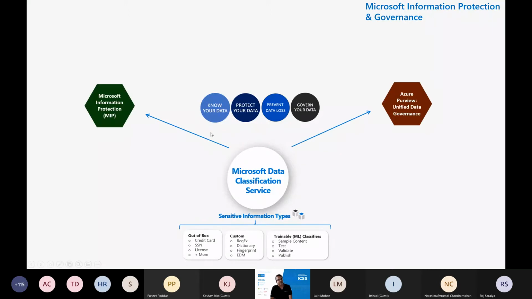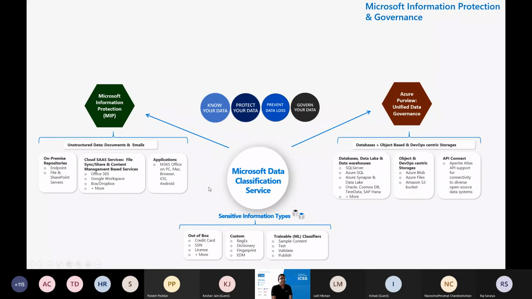We have two key strategies. One is coming from the left-hand side of the Microsoft 365 platform and services. The other is coming from the Azure side of the equation, which is the unified data governance platform. These two platforms cater to different types of data thematics. The left-hand side focuses more on endpoint, file server experiences, and collaboration data stored on collaboration platforms like Box, Dropbox, Google, Office 365, or app experiences like on the PC. The right side, the Azure Purview data governance platform, focuses a lot on structured data sources like databases, data warehouses, DevOps-centric storage, or even third-party open source data systems.